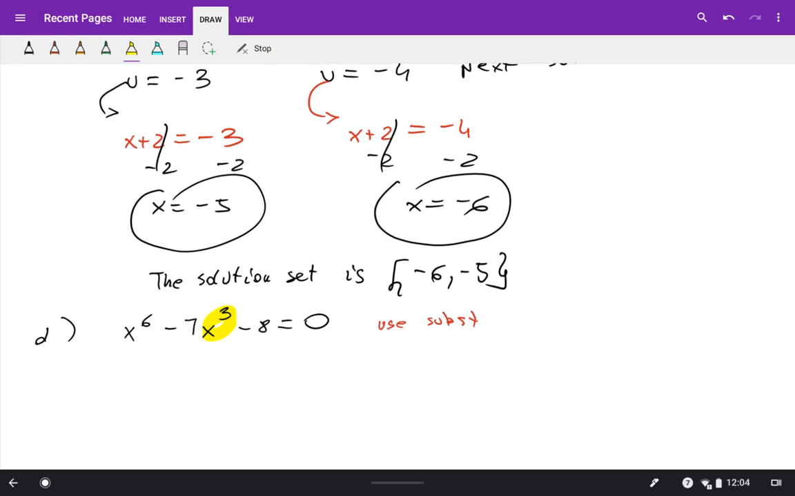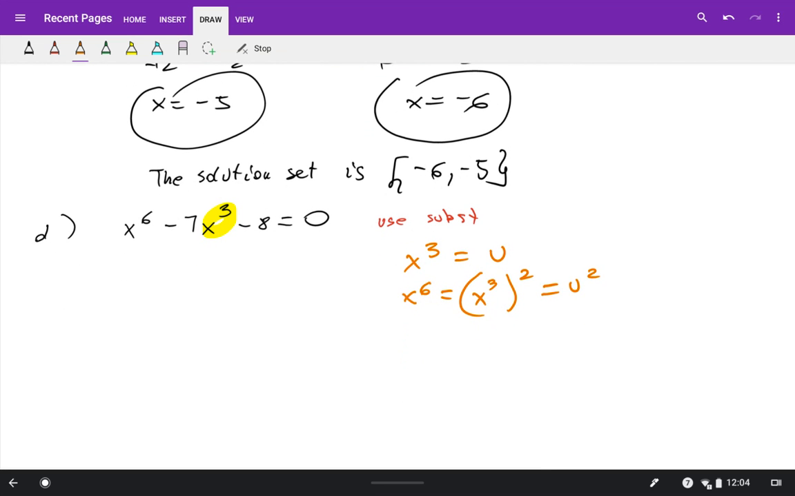As long as you see that x to the power of 6 is quadratic in terms of x to the third power. So I'm going to use the substitution, and the middle expression, x to the third power, will be u. So x to the sixth power, which is the same as x cubed squared, is just u squared. So you're going to build the equivalent quadratic equation, which is u squared minus 7u minus 8 equals 0.